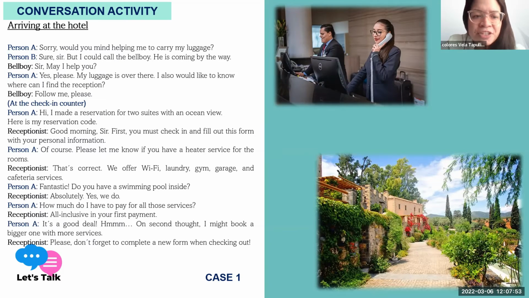Hi, I made a reservation for 2 suites with an ocean view. Here is my reservation code. Good morning, sir. First, you must check in and fill out this form with your information. Of course, please let me know if you have a heater service for the rooms. That's correct. We offer Wi-Fi, laundry, gym, garage, and cafeteria services. Fantastic. Do you have a swimming pool inside? Absolutely. Yes, we do.